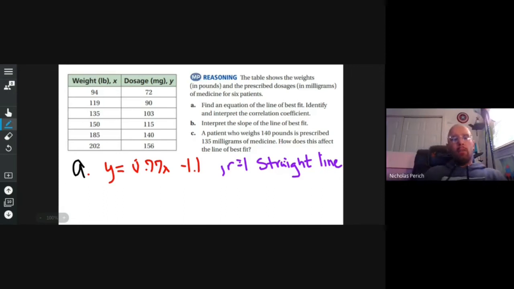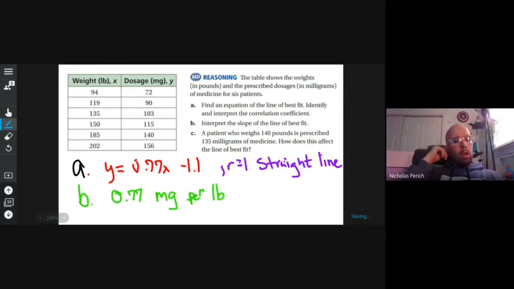Interpret the slope of the line of best fit. Slope means rate, and it's y per x. My slope is 0.77. Y is milligrams, x is pounds, LB. This is about medicine. So you have 0.77 milligrams per pound. That's what the slope means.